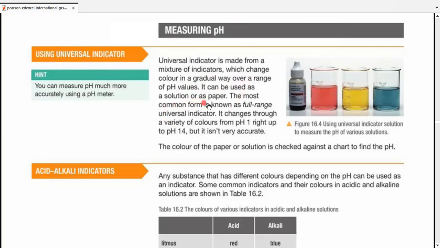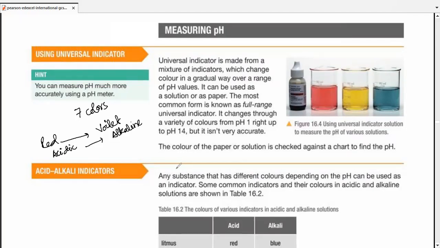It can be used as a solution or as a paper. The most common form is known as full range indicator, or universal indicator. It's common because it imitates the rainbow. If you remember, the rainbow has 7 colors, and we usually talk about those colors from red all the way to violet. So this universal indicator can imitate those colors, red being the acidic side, while violet is the alkaline side.